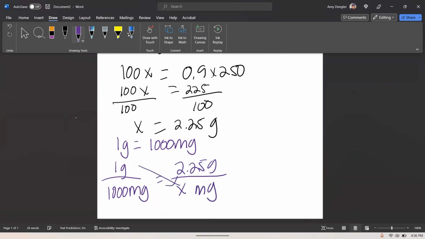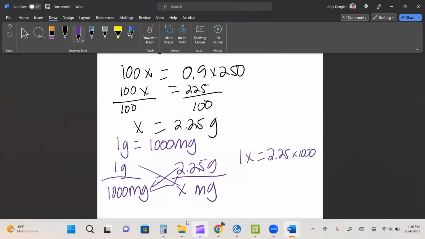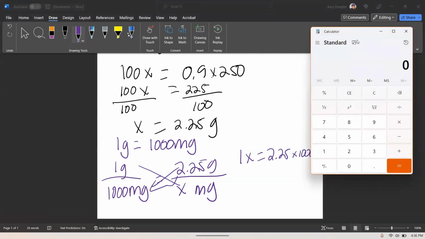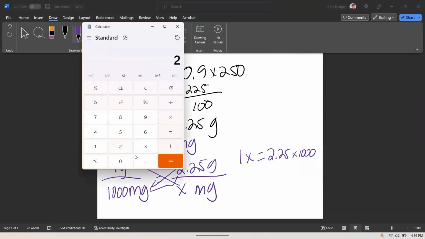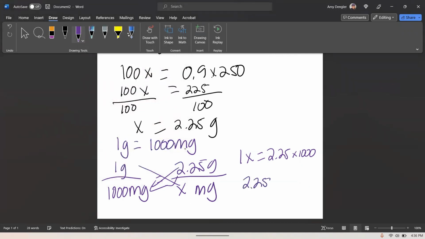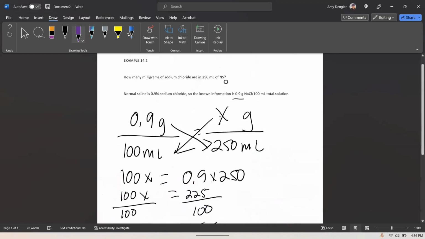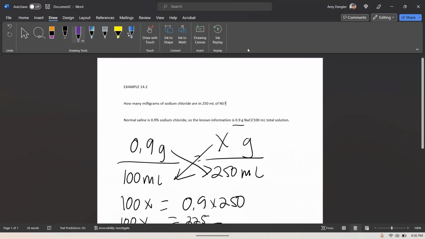So I would do 1x is equal to 2.25 times 1,000. So x is already alone. So we're just going to do 2.25 times 1,000, and that will give us our answer, which is 2,250 milligrams. So make sure you're paying attention to what they're asking.